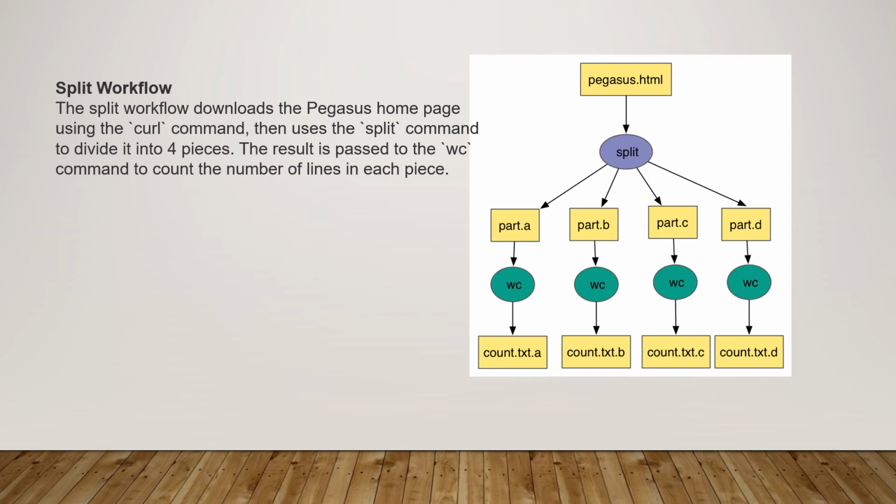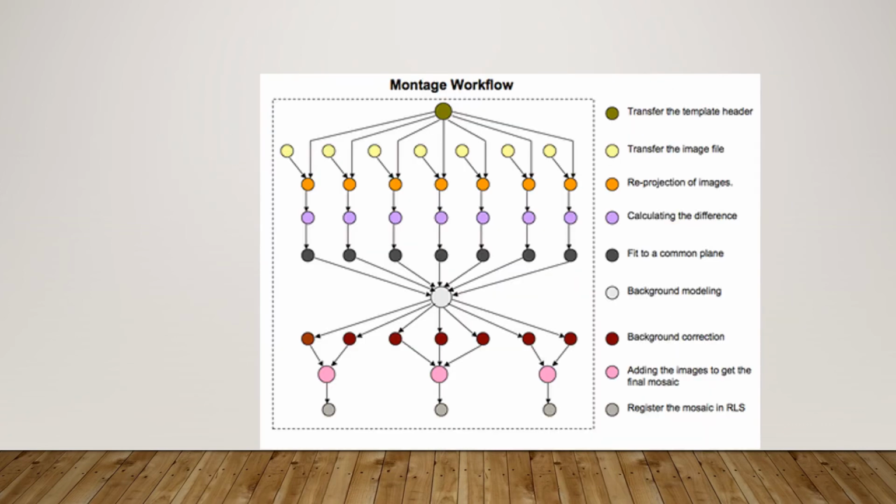Okay, and finally the wc command will give you files like count.txt.a, count.txt.b, count.txt.c, and count.txt.d. Okay, so these are a few examples to understand this split workflow. Here we have again a DAG, that is a directed acyclic graph, which describes a simple Montage workflow.